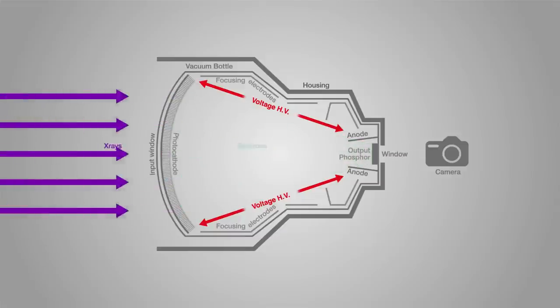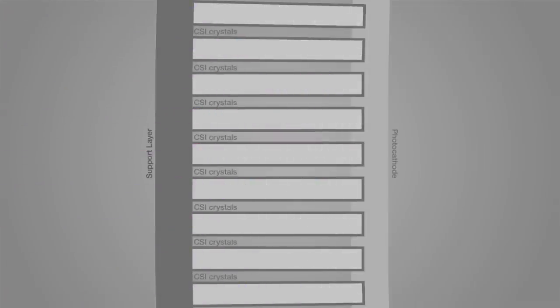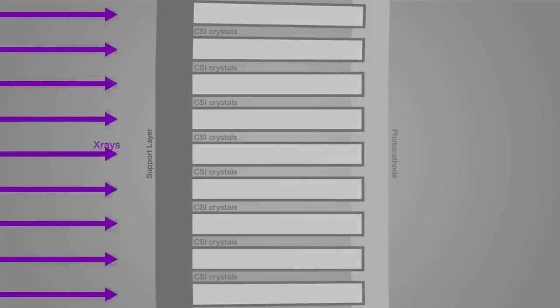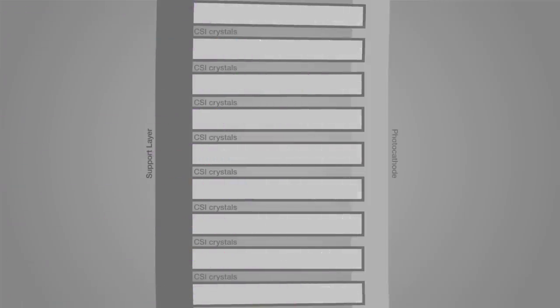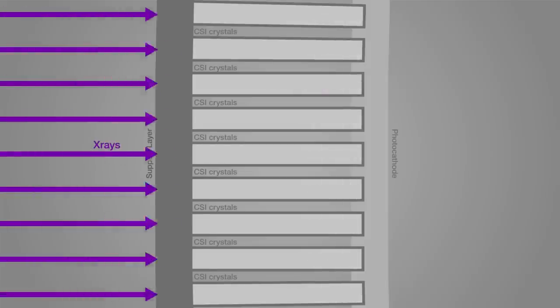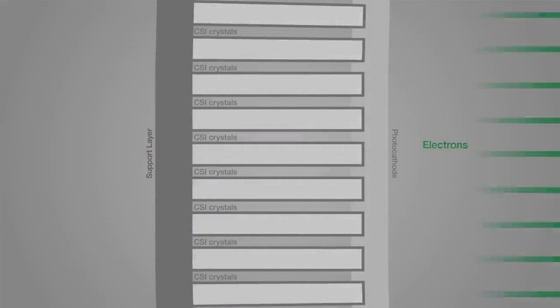Let us now look more closely at the input stage. Here, we see the X-rays entering the scintillator cells, in this case cesium iodide, where they are converted to photons at the frequency of visible light. These photons strike the photocathode, causing electrons to be released.